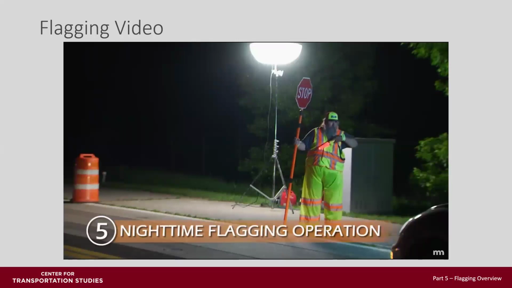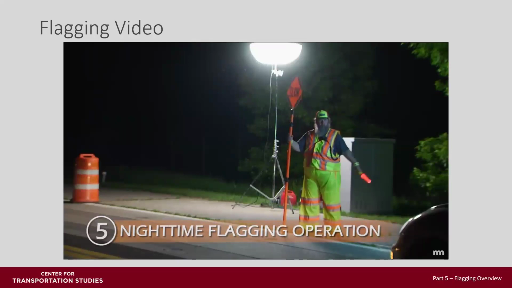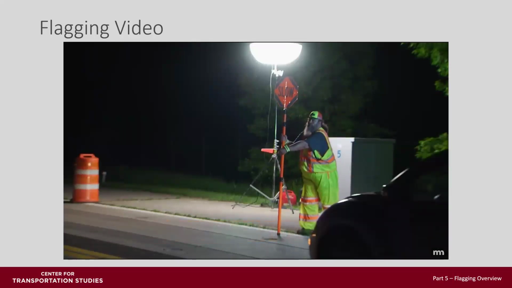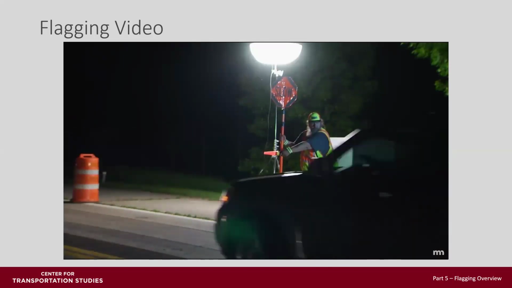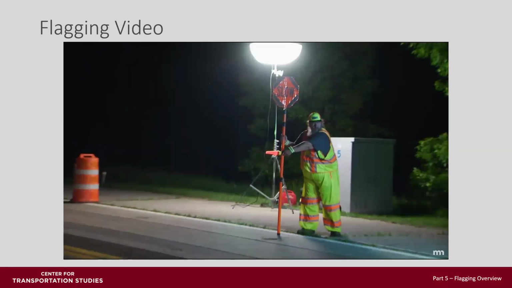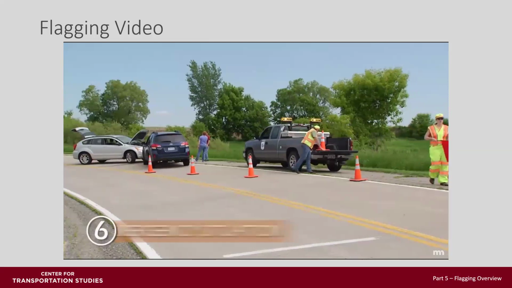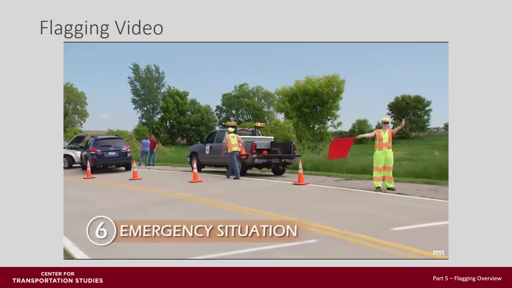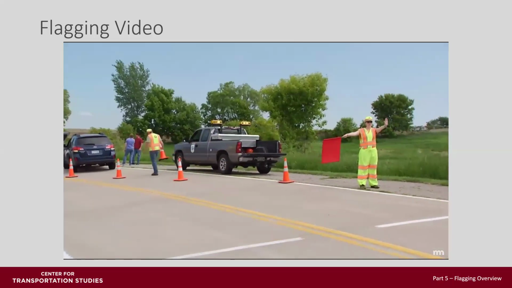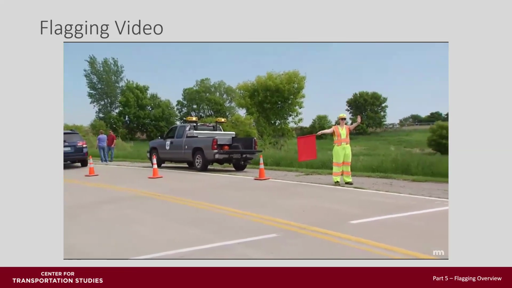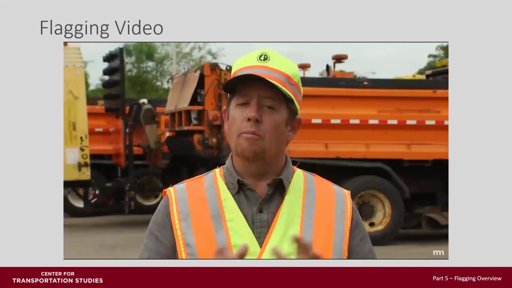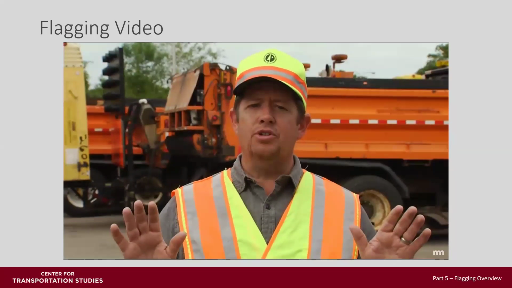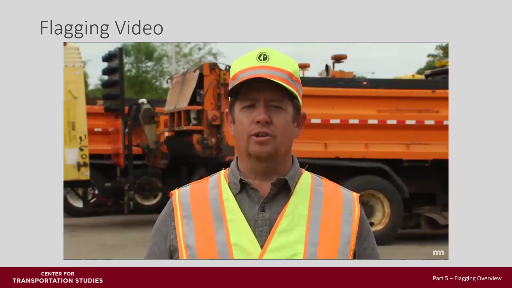Nighttime flagging operation. This can be a dangerous operation because of poor visibility at night. In all nighttime flagging operations, all traffic control devices must be retroreflectorized and the flagging stations shall be illuminated. Emergency flagging. Under emergency situations, 24 by 24-inch red flags may be used to control traffic until stop-slow paddles can be obtained. Remember, no matter what flagging procedure is used, always stay alert.